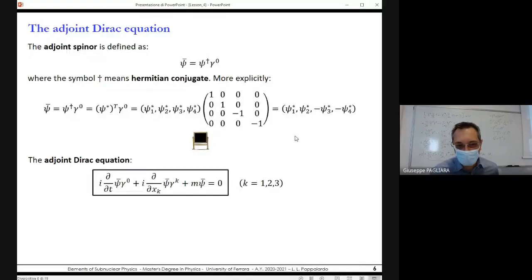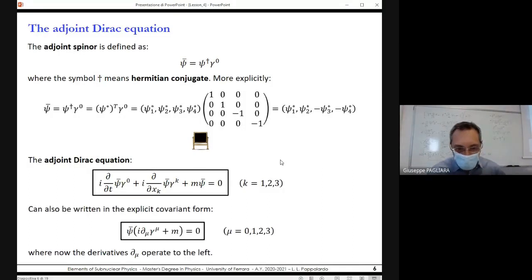Okay. So we are back here. I also put the adjoint Dirac equation on the slide for your reference. And this, as usual, can also be written in a compact and manifestly covariant form by introducing the Lorentz derivatives, where now we have to take care that for the adjoint case, the adjoint spinor is on the left, and so the derivative acts on the left side.